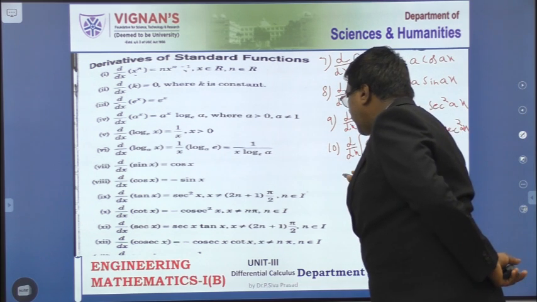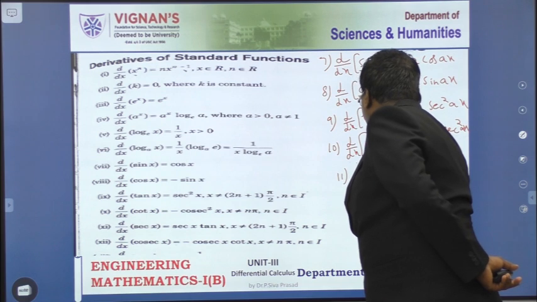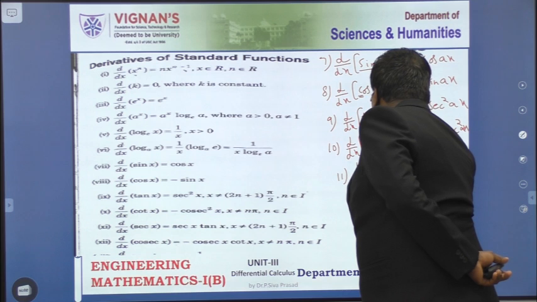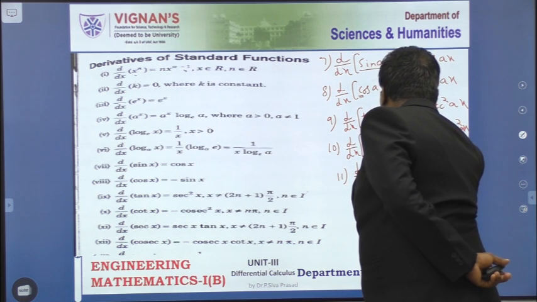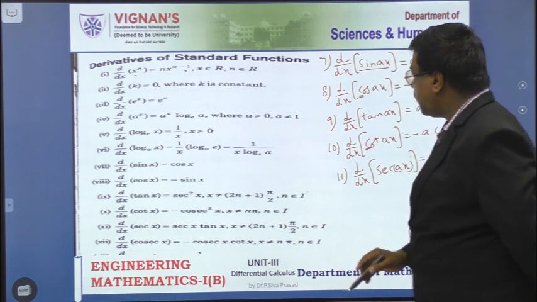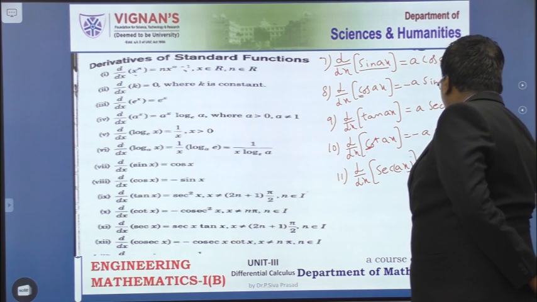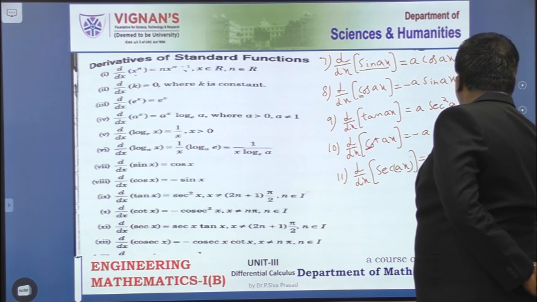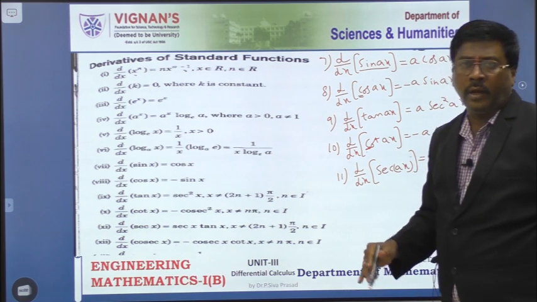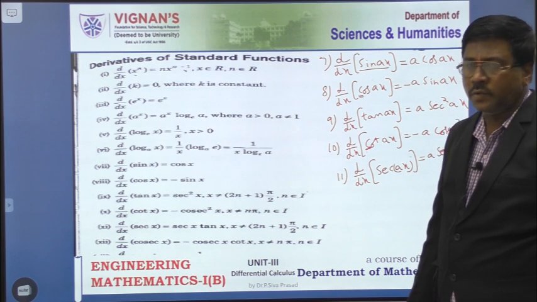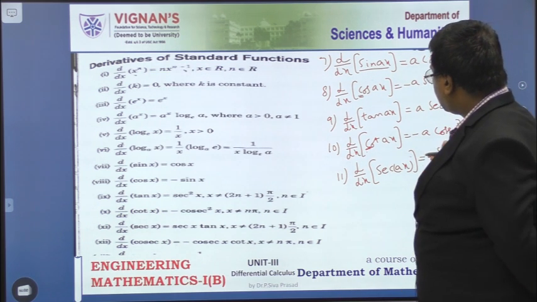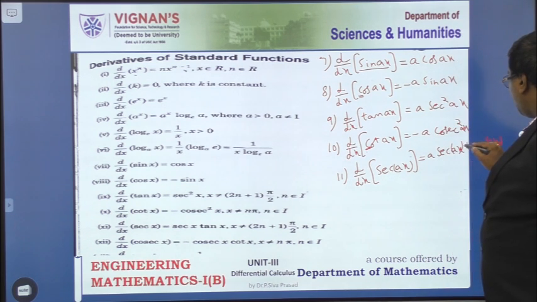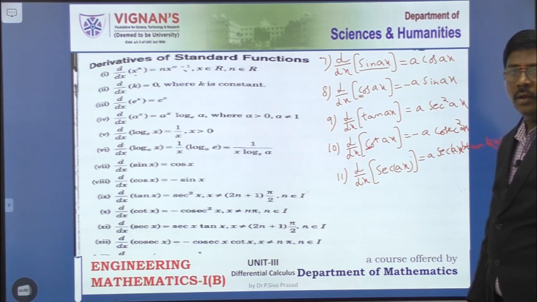And the 11th one is d by dx of secant ax, which is equal to a into secant ax into tan ax, because this ax is the amplitude of the trigonometric ratios. d by dx of secant ax is equal to a into secant ax into tan ax. Between those two functions there is a multiplication.